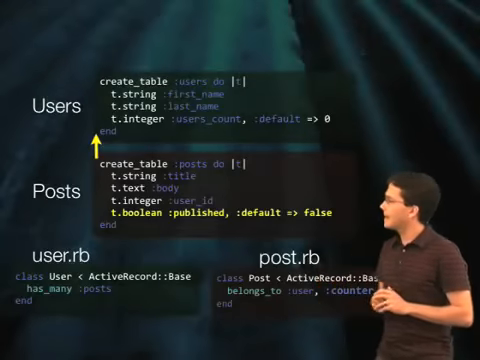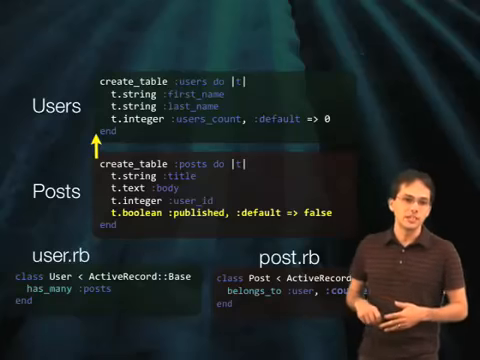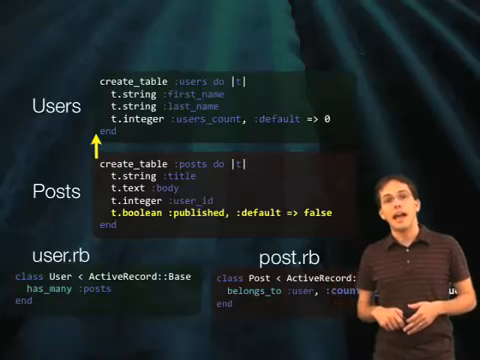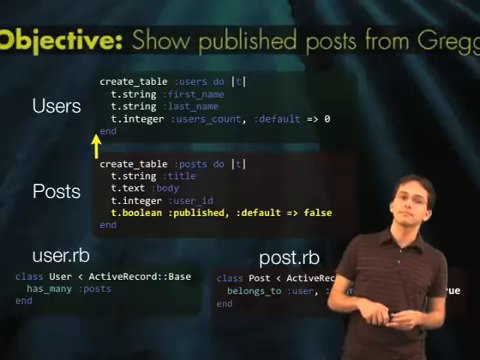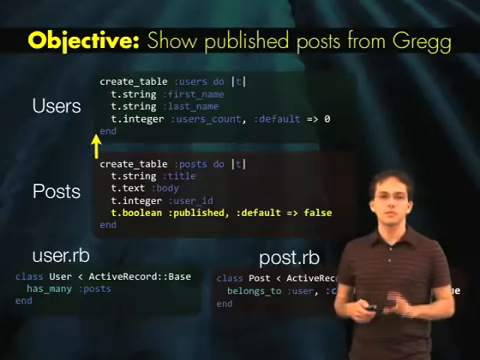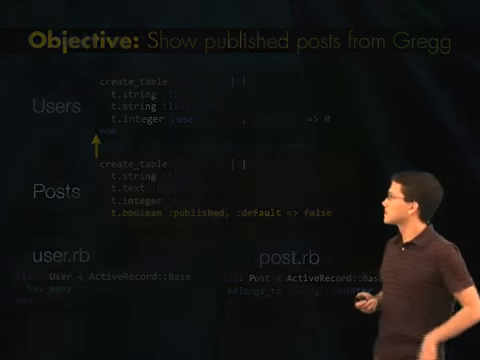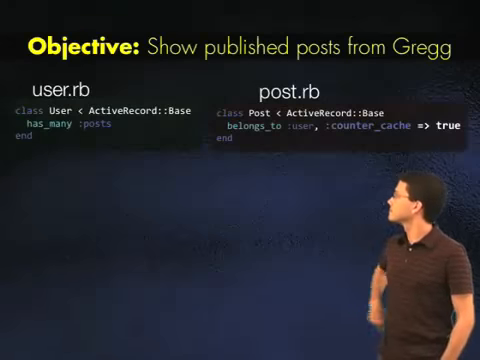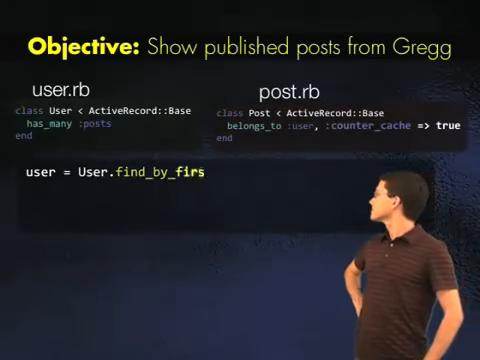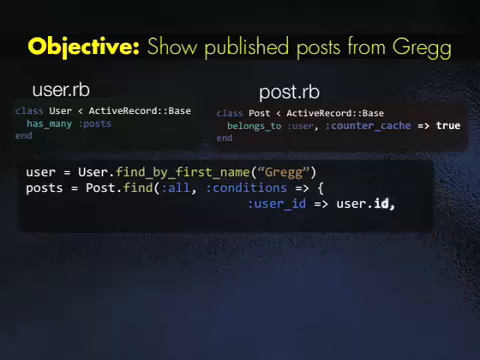Yeah. Now we're going to go ahead and add a new column to our schema. We're going to add the published boolean, so we can figure out which posts have been published and which ones haven't. And what I want to do here is show the published posts from Greg. I might end up with code that looks something like this. Alright, find Greg, and then conditions user ID, published, true, right?